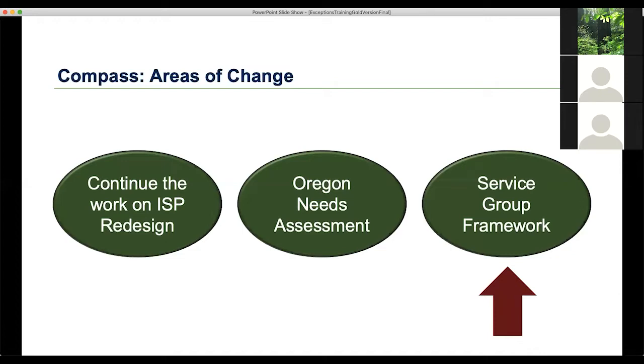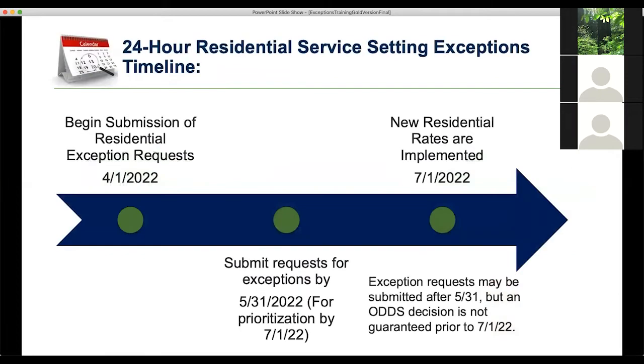So in the following section, we're going to talk more about the exceptions when we talk about that context of service group framework. Our 24-hour residential service exceptions and implementation timeline is really as follows here. It's a very quick and intense snapshot of time if we really want to look at that.